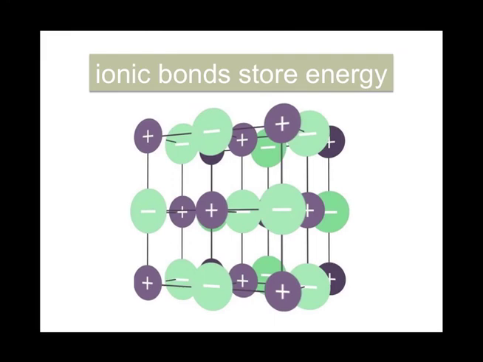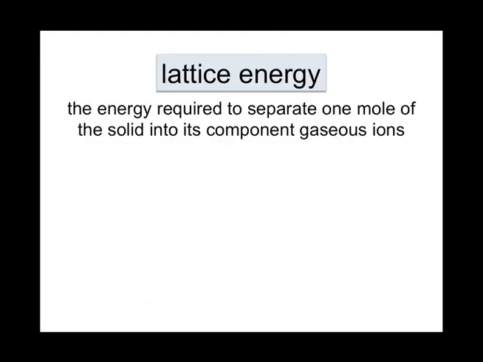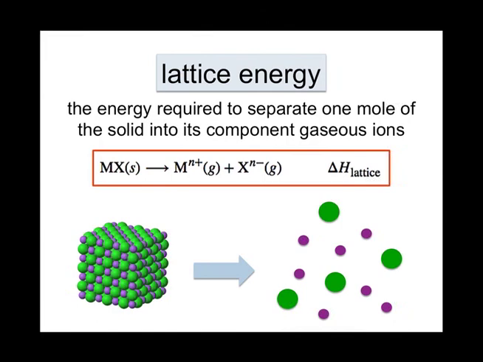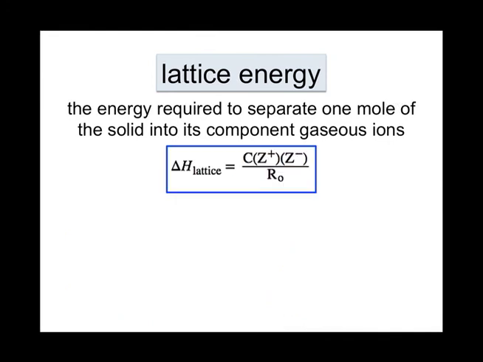The total energy stored between all the ions in the solid is called the lattice energy of the solid. This is the energy that would be required to separate all of the ions in the lattice until they were far away from one another and not interacting. This can be expressed as the following change in enthalpy, which is associated with pulling all the ions away from one another. The strength of the interactions in the lattice depends on a few factors, as is shown by the following equation. Here, C is a constant, so that doesn't vary.